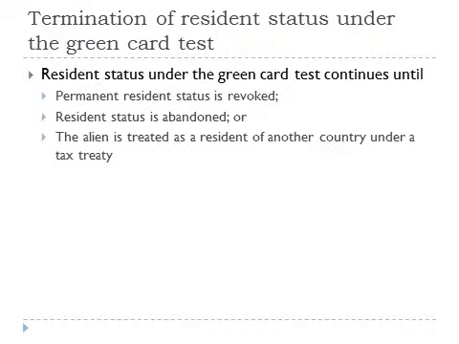Under most U.S. tax treaties, a green card holder is a U.S. resident, but if he or she is also a resident of the other country, then the residence is determined by a tiebreaker rule, under which the person will be deemed a resident of the other country if the person has a permanent home in that country, but not in the United States.